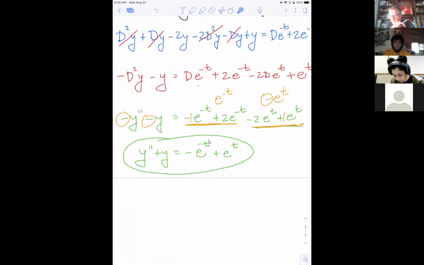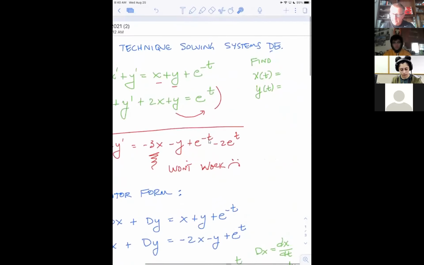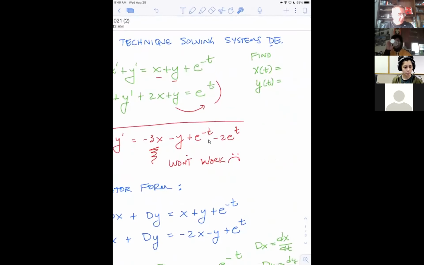Let's see, I'm trying to decide what to do now. Do I take the time and just solve this, or since I already solved it, do I just tell you the answer? I think it makes more sense not to solve this.